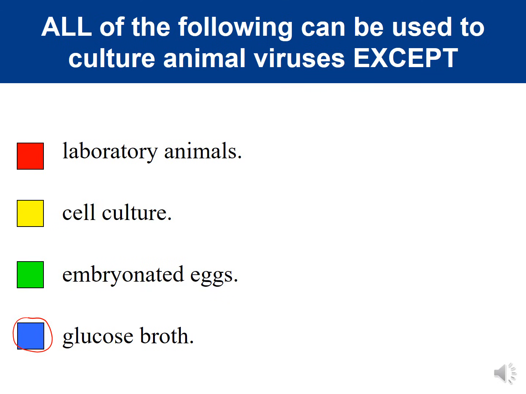Remember when we did our plaque assay that in order to replicate or to be able to amplify the virus, we had to also give the virus particles E. coli, which are their host cell. So the ones that we can use to culture animal viruses are laboratory animals, cell culture, and embryonated eggs. All three of those allow the virus to be replicated within living cells.